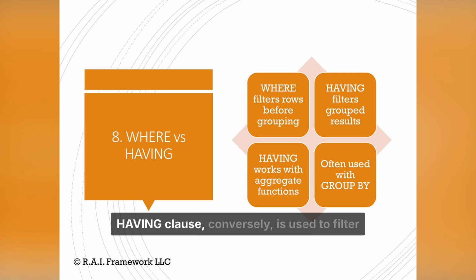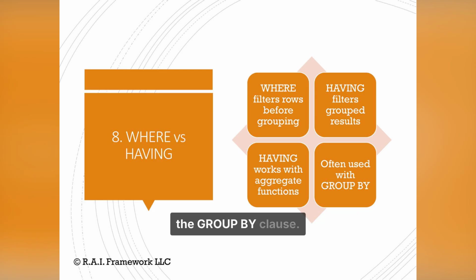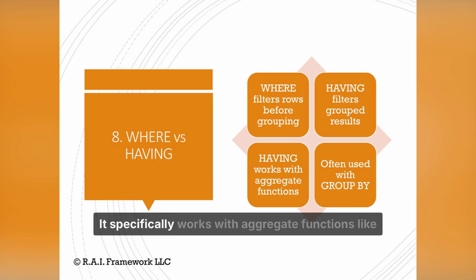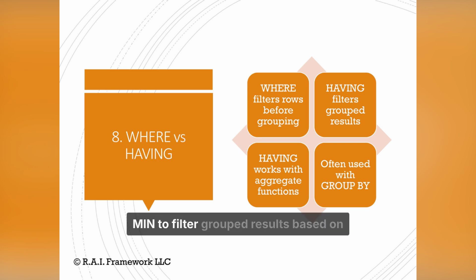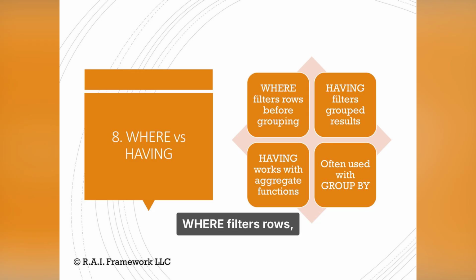The having clause, conversely, is used to filter results after rows have been grouped by the group by clause. It specifically works with aggregate functions like count, sum, avg, max, and min to filter grouped results based on aggregate conditions. So remember, where filters rows, having filters groups.